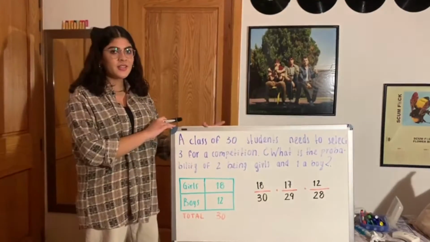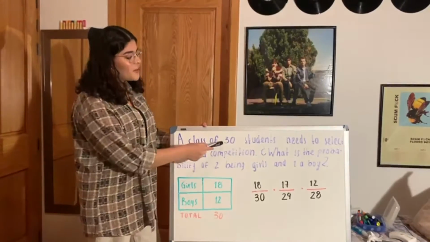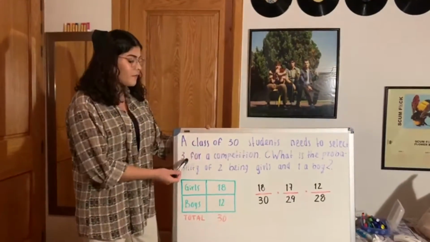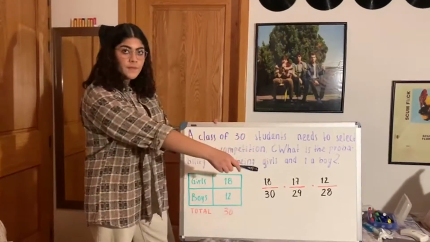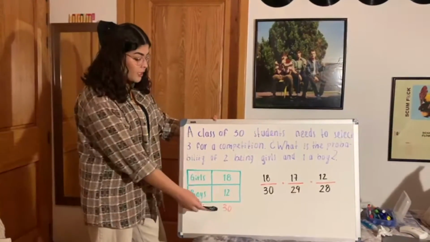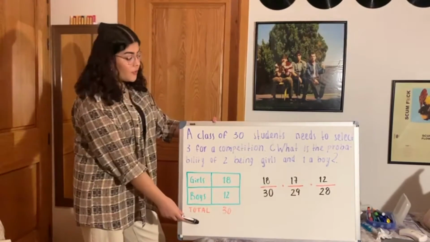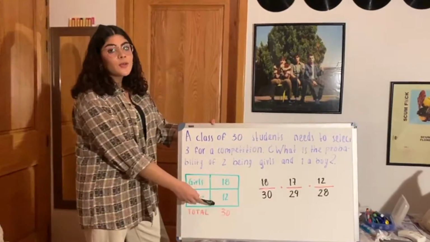I'm going to explain conditional probability. A class of 30 students needs to select 3 for a competition. What is the probability of 2 of them being girls and 1 a boy? First, you have to define that 30 is your total. From those 30, 18 are girls and 12 are boys.